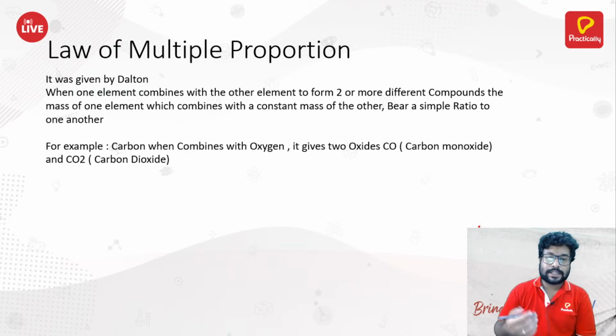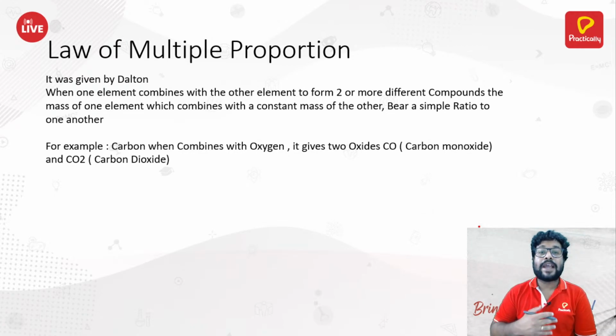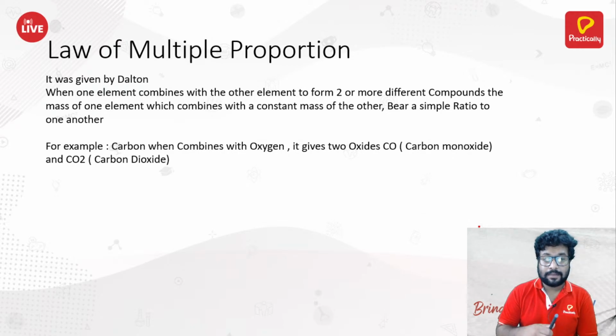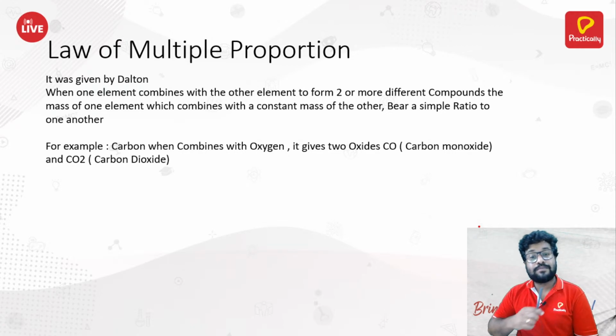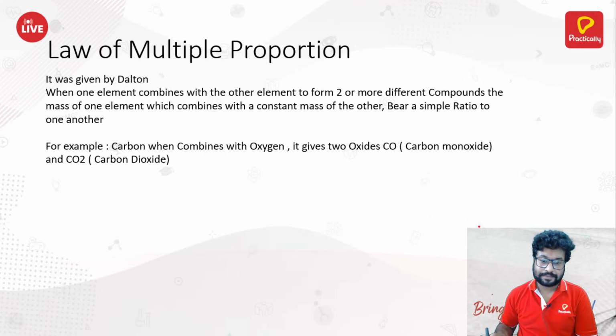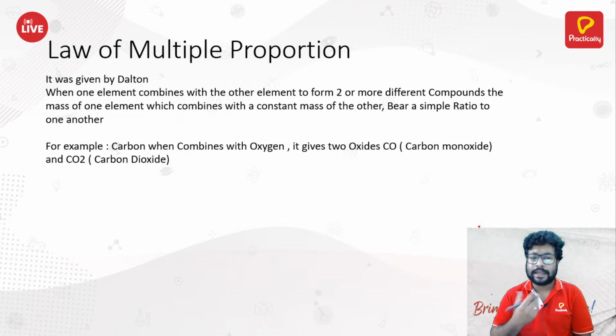Okay, so what this law states is that when one element combines with other elements to form two or more different compounds, the mass of one element which combines with the constant mass of the other bear a simple ratio to one another. Now, this may appear to be a quite complicated law when you hear it. Okay, let's make it simpler by taking an example.